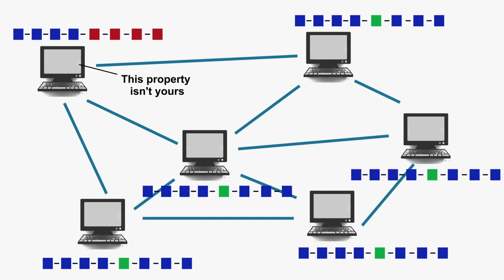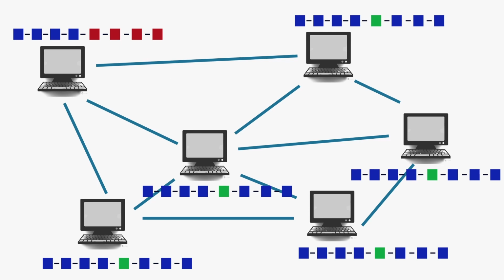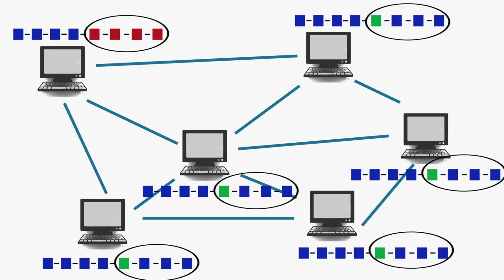Yes, on that one computer it says the property is his, but in the network all the other computers have stored a record that says the property is still yours. They would be like, hey buddy, you look like you have the wrong chain of blocks. And now here comes the concept of majority in blockchain. If some conflict arises in the network, just like this one, whether by intentional tampering or by some error or mistake, the decision is made through a majority vote.